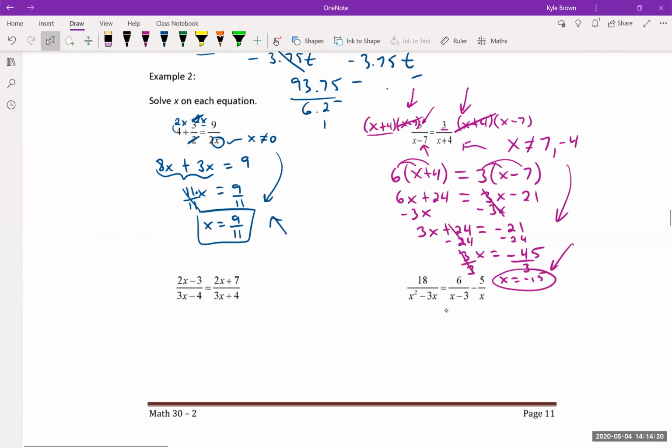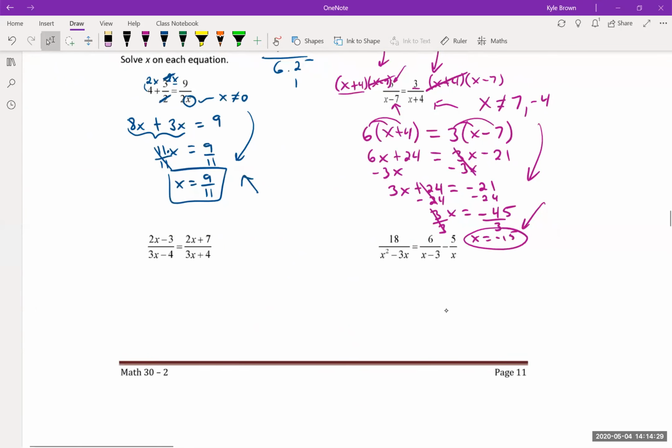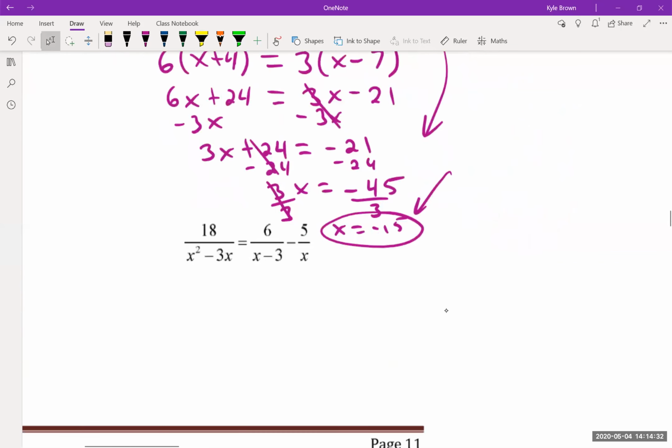Okay. Next one. You know what? That one's a lot like the last, so I'm going to skip that one for the sake of time here. Let's get into the little bit tougher ones maybe.